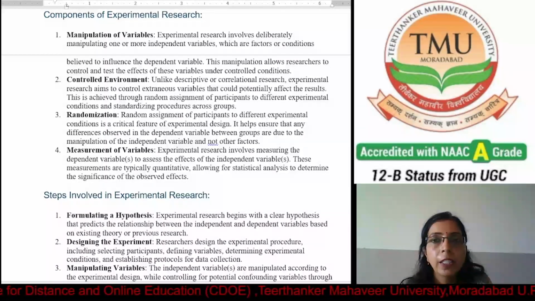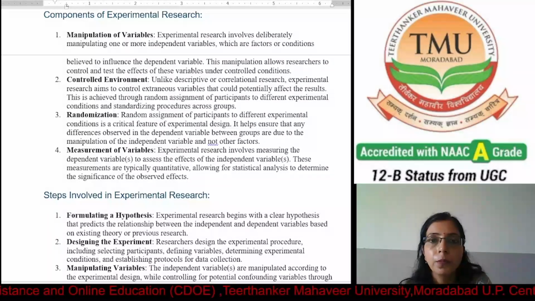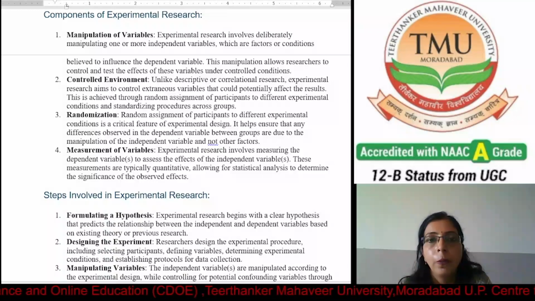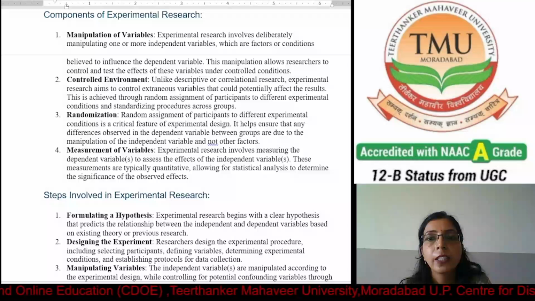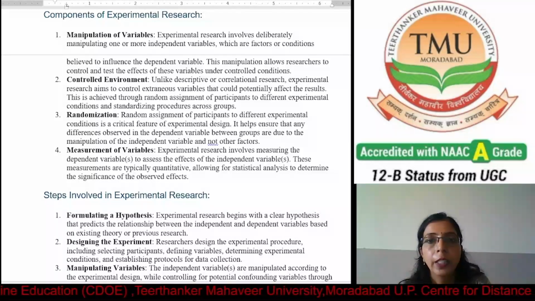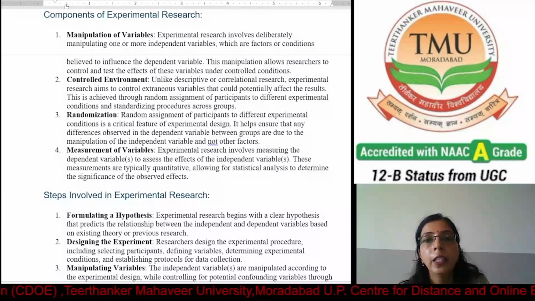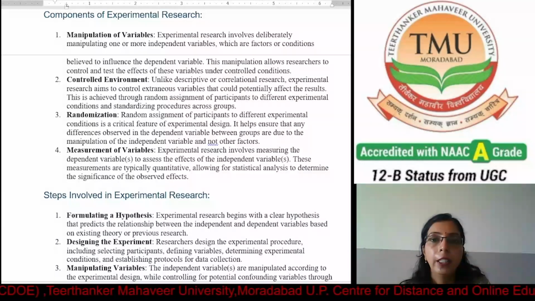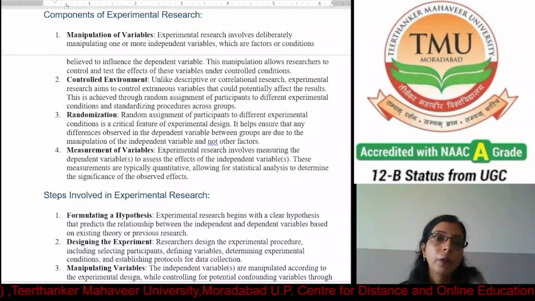This validity is concerned with generalizability. Dredge and Glass, 1968, have classified external validity into two major types. First is population validity and second is ecological validity. So let's talk about population validity.